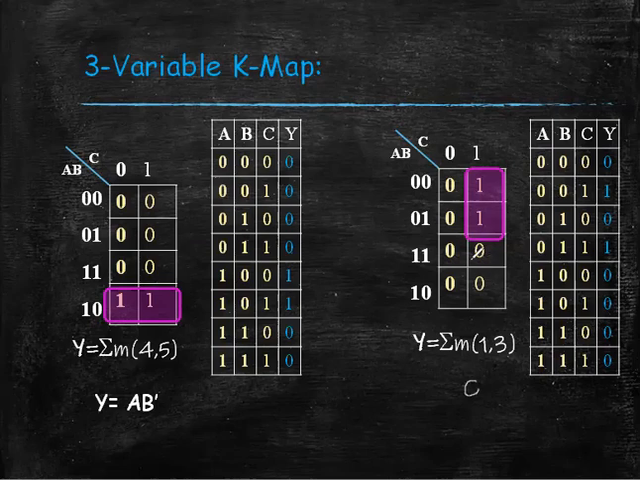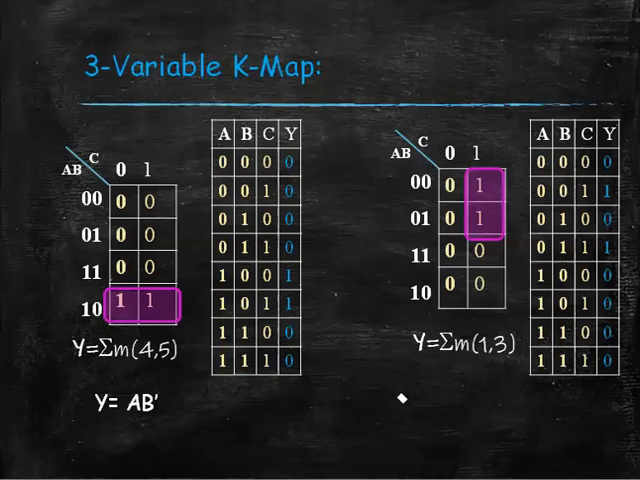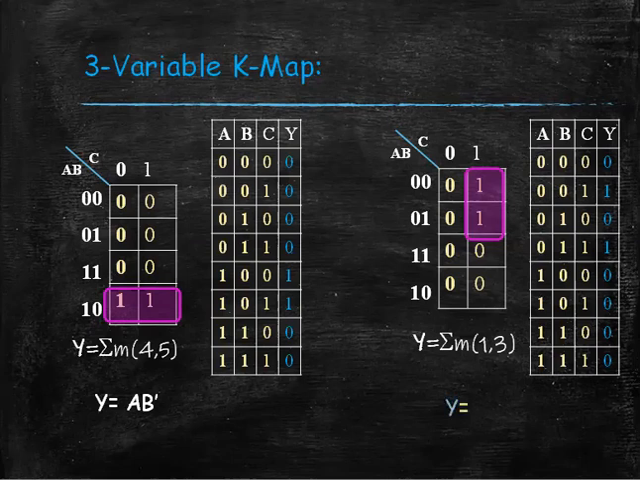And when we move downward, look at these variables, 0 0 changes to 0 1. Then the second quantity changes, that is from B bar to B. Then which quantity is not changed? A bar. Okay, then the result is A bar C. So the result can be directly obtained as Y is equal to A bar C.